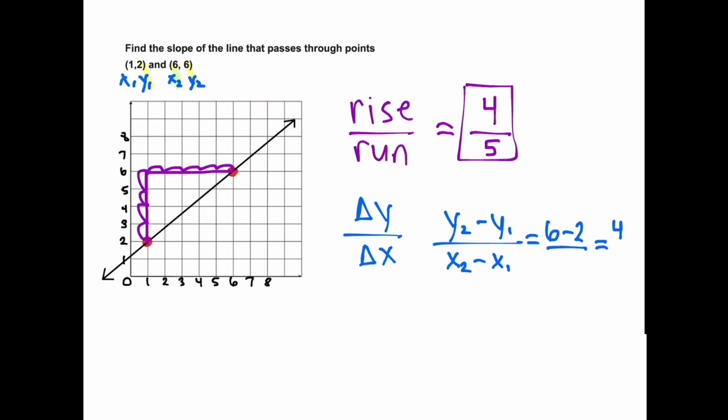We can then divide by the x2, which is 6, minus the x1, which is 1. 6 minus 1 is 5. On both strategies, we get 4 over 5. Both strategies have its uses. If you're given the graph, just counting the rise over the run is really quick and simple. If you don't have a graph and you just have the points, using the equation can be the best option.